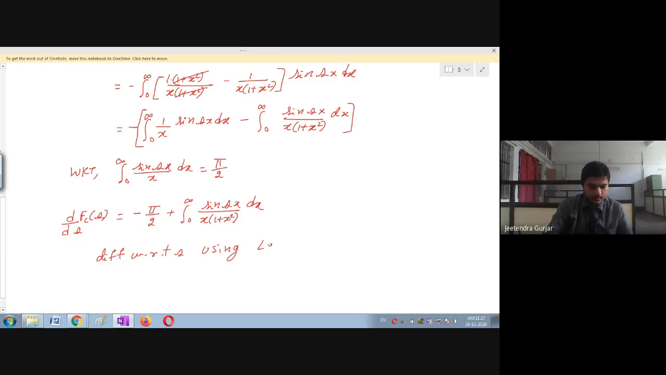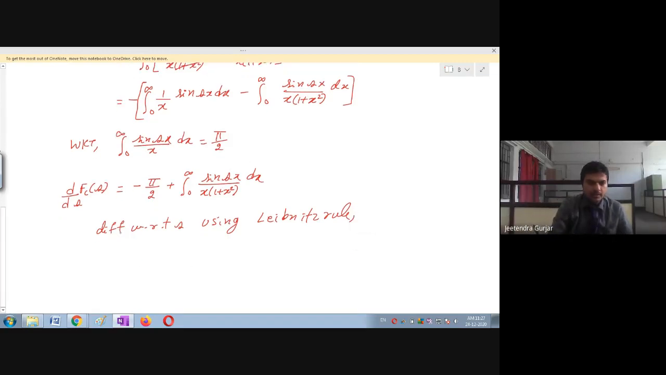So once again, I am going to differentiate with respect to s using Leibniz rule. Again, I'm going to use these rules, students. So what it says, outside the integral, it is ordinary differentiation, that is d square upon ds square of F(s) is equal to minus pi upon 2 is constant, so therefore it will become 0. So it is not required to write. This is again integration 0 to infinity 1 upon x into 1 plus x square remains as it is.